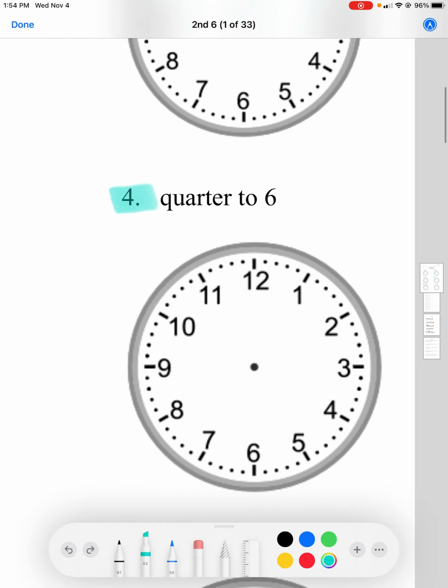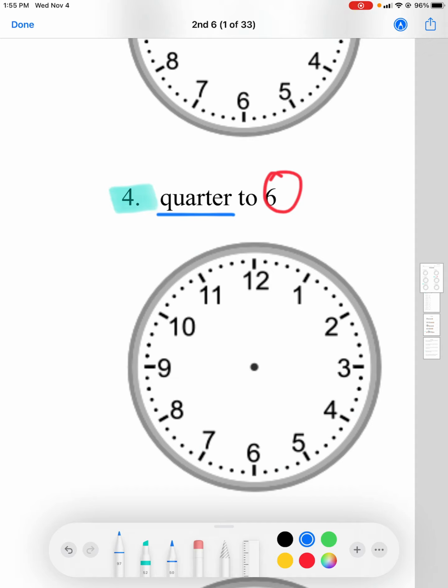Our first example is 5:45, so we're going to draw that time on the clock. The number here, like the 6 right here, refers to the hour hand. And then the 1/4 refers to the minute hand. So the 1/4 means we're going to be taking it 1/4 before 6.